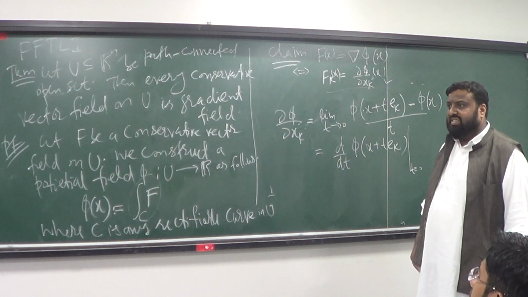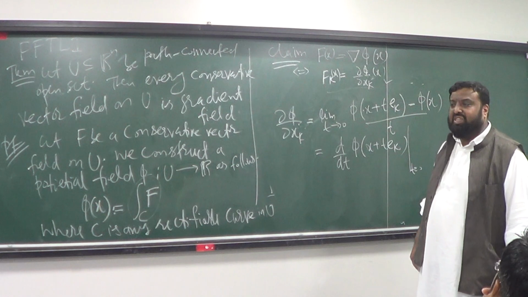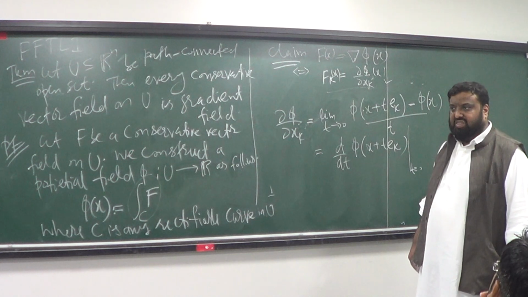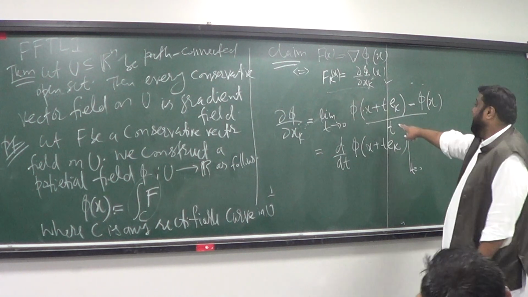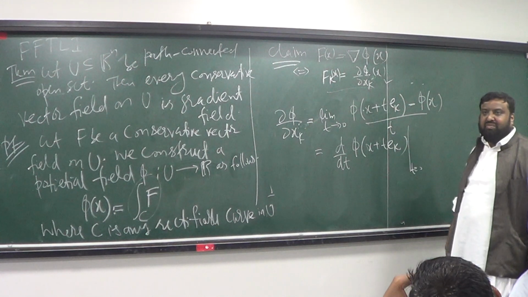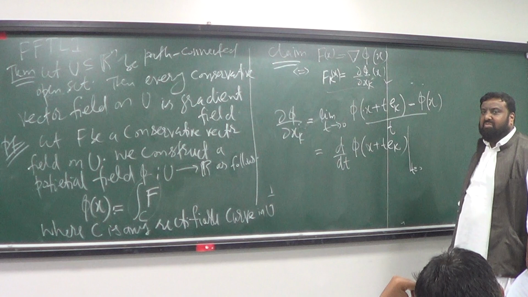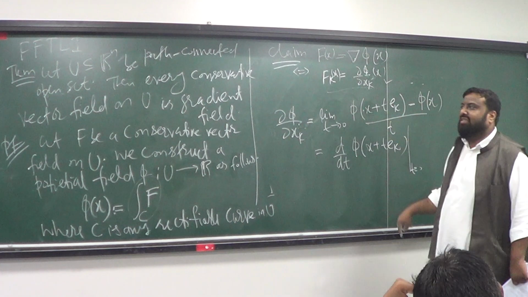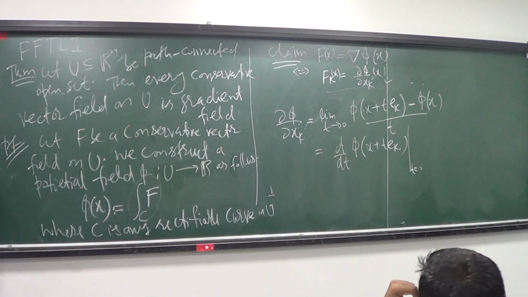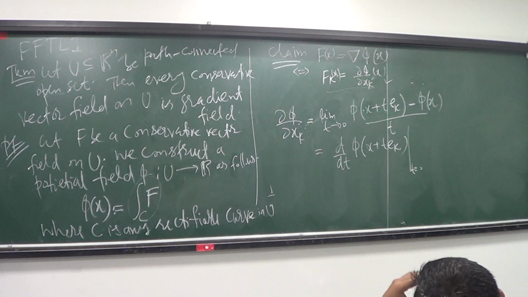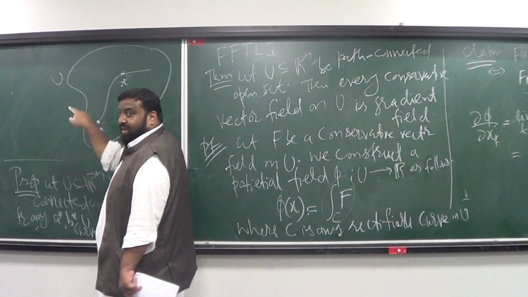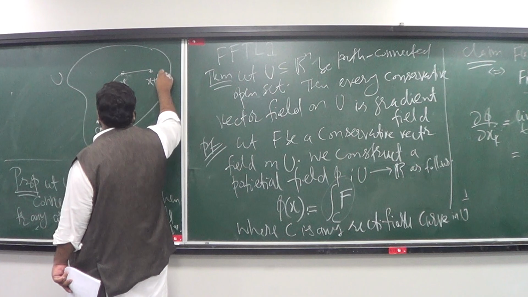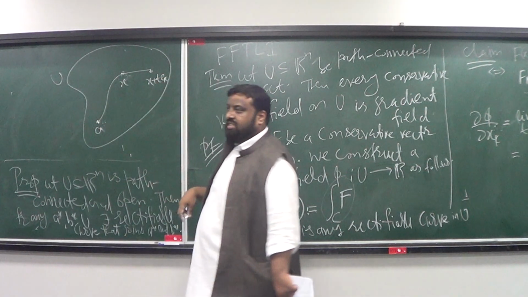What will we add? This much distance, but what kind of distance is it? x plus t ek has a specific kind of structure. It's sitting on a line. From this point you are moving in a certain direction for some time over a straight line, and this is x plus t ek.